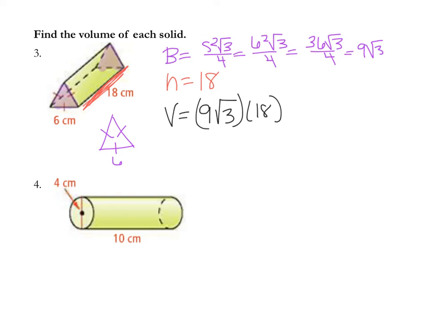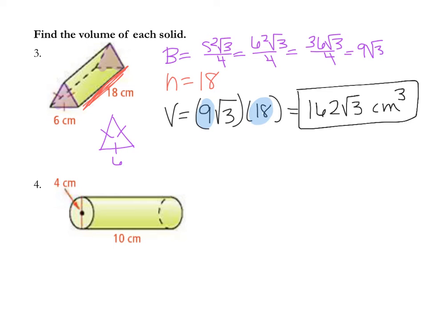So just be careful with how you choose to multiply those. To get those multiplied together, we're just multiplying the outside numbers, and the radical 3 is going to stay at the end of the answer. So 9 times 18 ends up being 162. And then we get 162 radical 3 centimeters cubed. Again, make sure you're cubing those since we're doing volume.